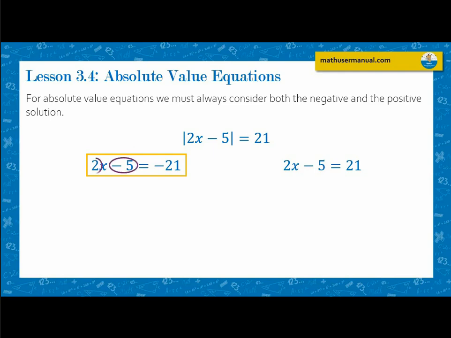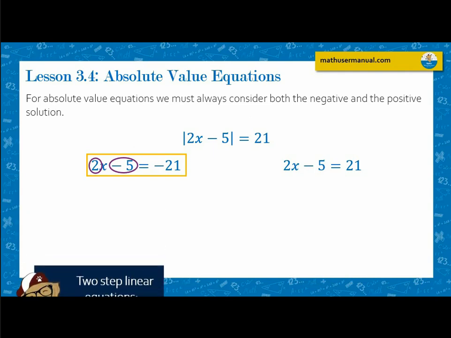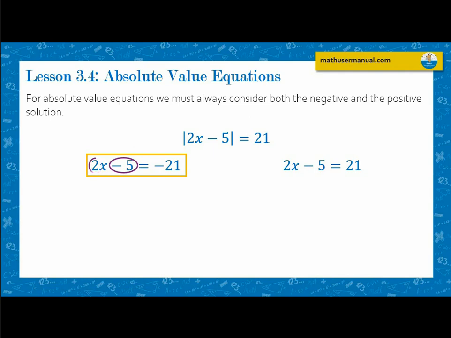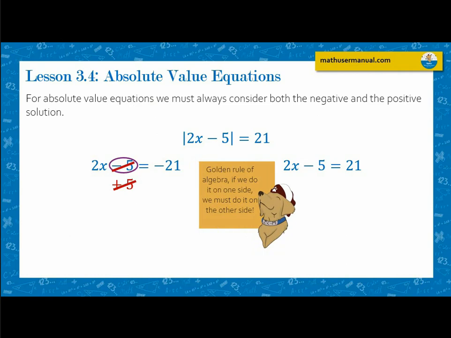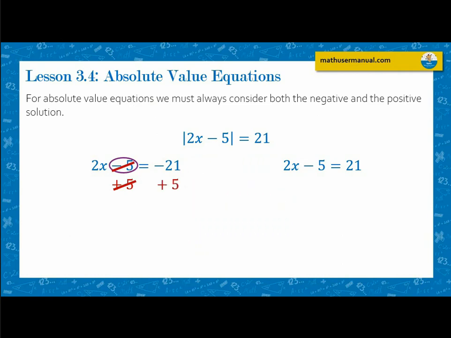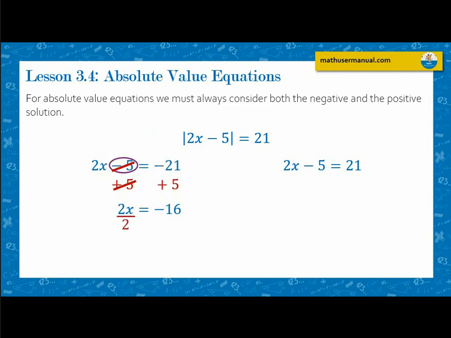We have the minus 5. We have the 2 multiplying the x. And one more time, this is a two-step linear equation as we did in lesson 3.2. We start with the minus 5, and we do the inverse operation, which is a positive 5. The 5s cancel, but we need to add the positive 5 on the right side as well. And then minus 21 plus 5 is negative 16. Now we do the multiplication. The 2 is multiplying the x. So we divide both sides by 2 to cancel the 2s on the left. And negative 16 divided by 2 is equal to negative 8.